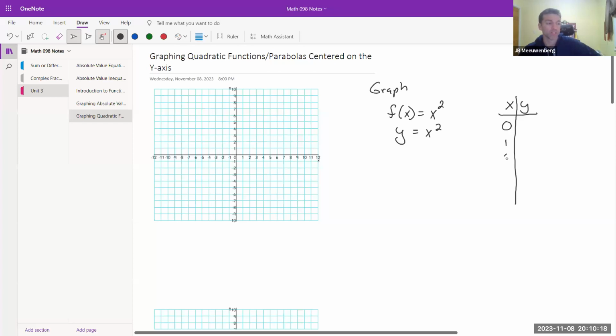Let's start with 0, 1, and 2. So let's do y equals 0 squared, which is 0. So we have the point (0, 0). Hooray. Now we'll do 1. y is equal to 1 squared, which is 1. So we have the point (1, 1). Now we'll do 2. y is equal to 2 squared, which is 4. So (2, 4). What you might notice already is that this is not shaping up to be a straight line. It looks like it sort of angles off here, okay?